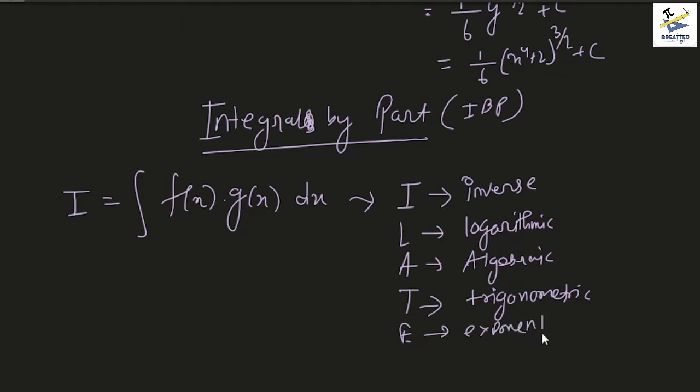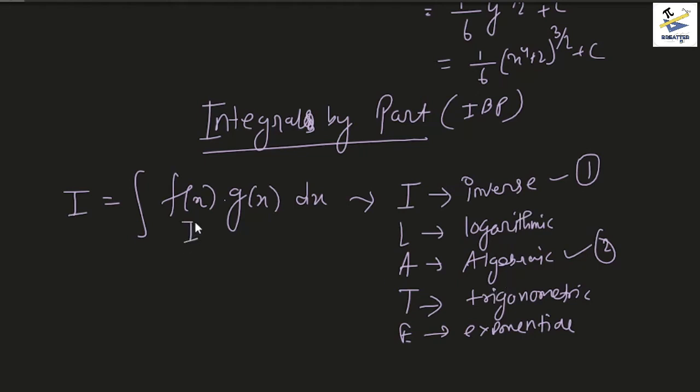So why is this order important? This order is to choose the function which is higher up the list. If there are two functions in multiplication form, where one of them is an inverse and another one is algebraic, then you would have the inverse function as the first function and the algebraic as the second function. So if the function is higher up on the list, you would name it as function 1 and the other one would be function 2.